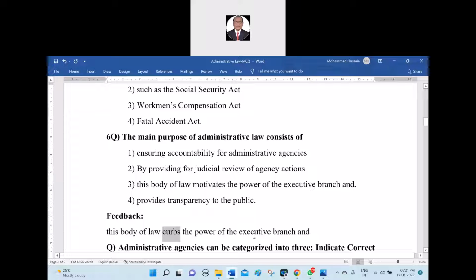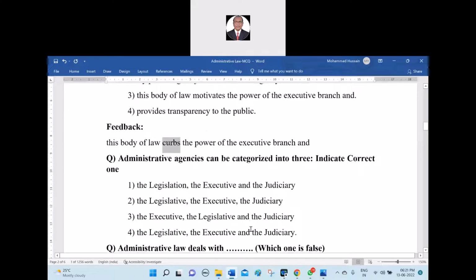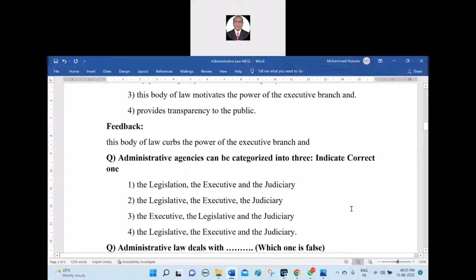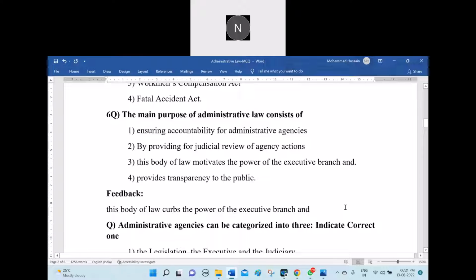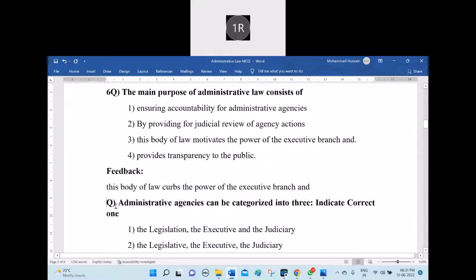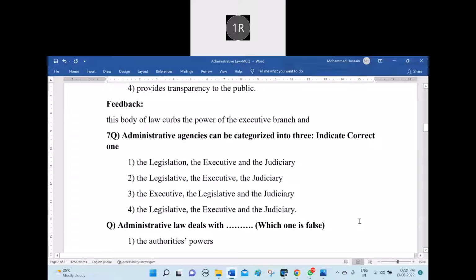The sixth question. So that is the next question. Anyone can unmute and read? Administrative agencies can be categorized into three. Indicate the correct one. The legislative, the executive, and the judiciary. The legislative, executive, the judiciary. Executive, legislation, and the judiciary. The legislation, the executive, and the judiciary. Correct sequence. Among the four, only one is correct.